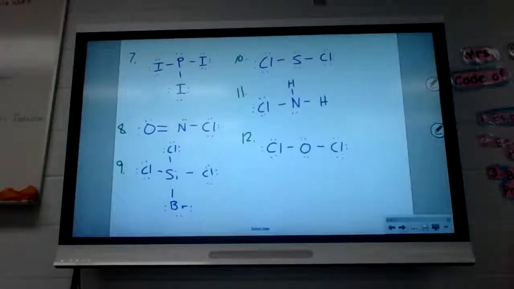So PH3 is like a specific exception. Yes, another one I could think of is like NCl3 because nitrogen and chlorine have the same electronegativity.